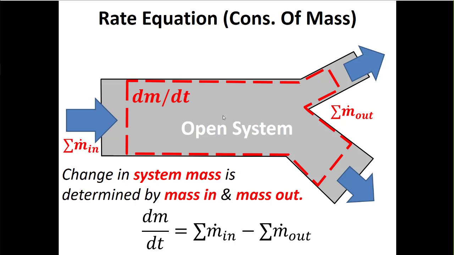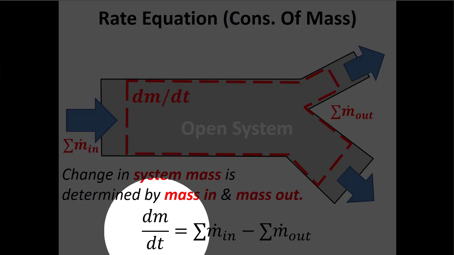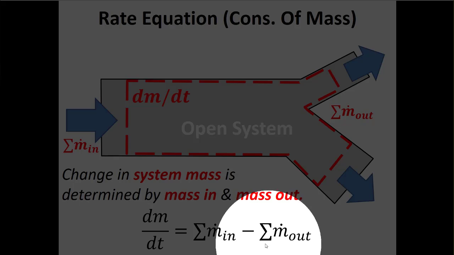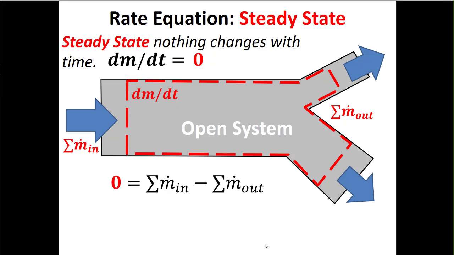So we talked last class, you divide by delta t, you take the limit as delta t goes to 0, and you get this expression: the rate of change of mass in the system is equal to the sum of all the mass flow rates coming in minus the sum of all the mass flow rates going out. And again, we can have this steady state case. This happens only when the amount of mass in the system is not changing with time. So the rate of change of mass in the system is 0, which means that the mass flow rates in have to be the same as the sum of the mass flow rates out.